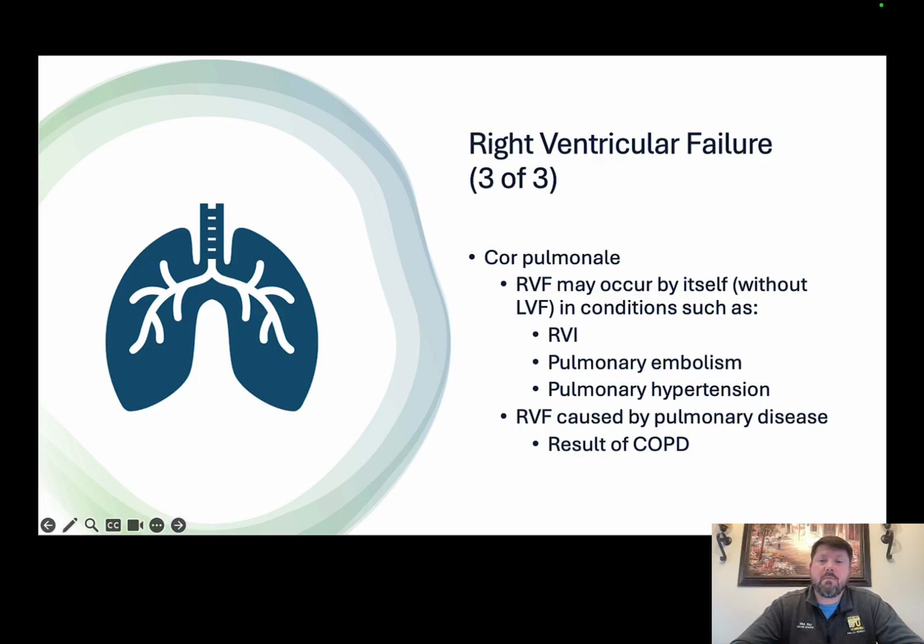So right ventricular failure may occur by itself without left ventricular failure. The most common cause of right ventricular failure is left ventricular failure. But in conditions such as pulmonary embolism, pulmonary hypertension, or some other lung issues, you may see what's called cor pulmonale. Pulmonary hypertension is a disorder in which the pressure in the pulmonary arteries is higher than normal. The right ventricle must work hard to overcome increased resistance to eject blood. The right ventricle enlarges and it eventually fails. Right ventricular failure caused by pulmonary disease is called cor pulmonale, and it's usually the result of COPD issues.